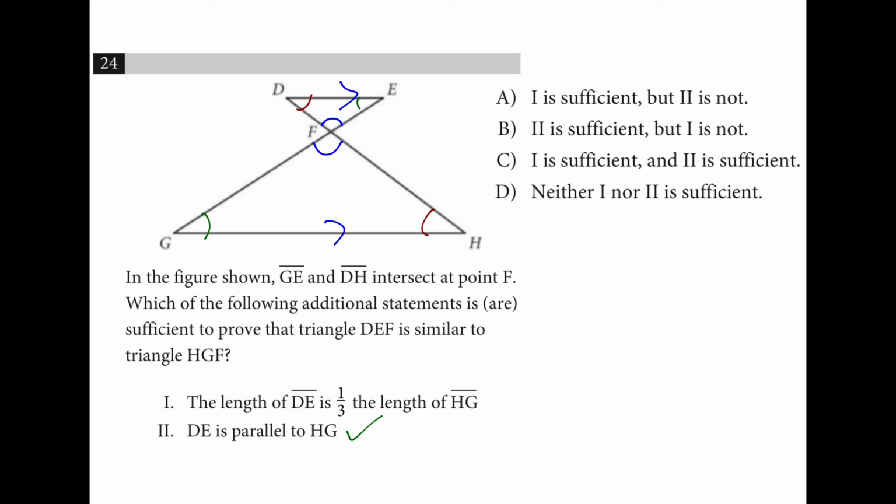If we know one of the side lengths is proportional, that's helpful, but all have to be proportional, which we don't necessarily know to be true. So the second one is sufficient, but the first one is not.